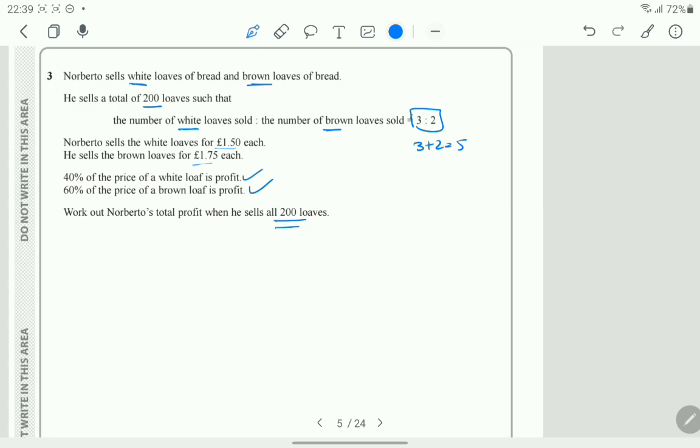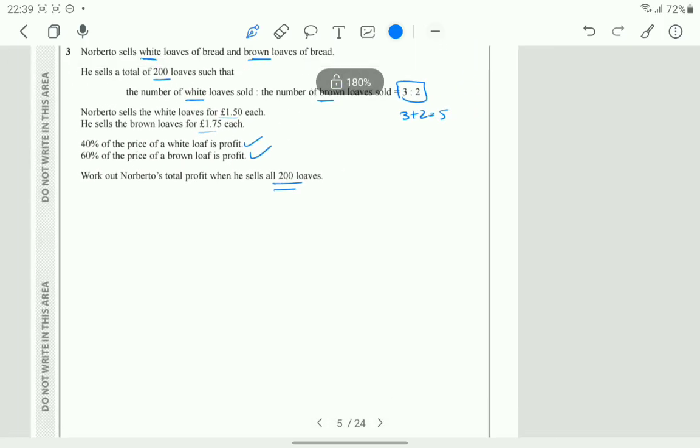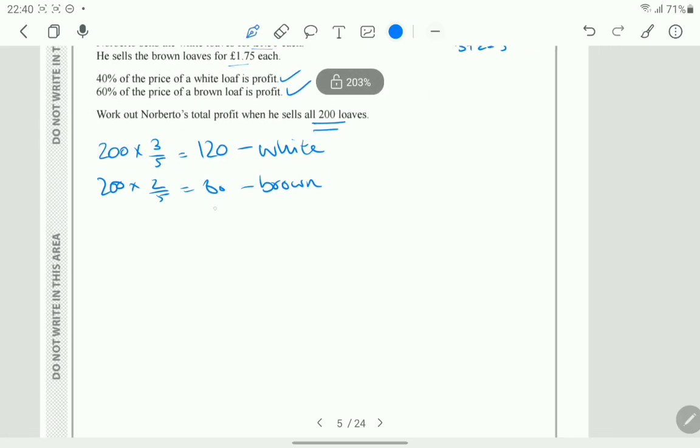So to get to the profit, we first need to know how many white loaves and brown loaves he is selling from these 200 loaves. In order to get that, we just use the ratio we calculated, actually, we were given in the question. So we get 120 white loaves and we get 80 brown loaves, and they make a total of 200. So you could have subtracted 120 from 200 and got this conclusion anyways.